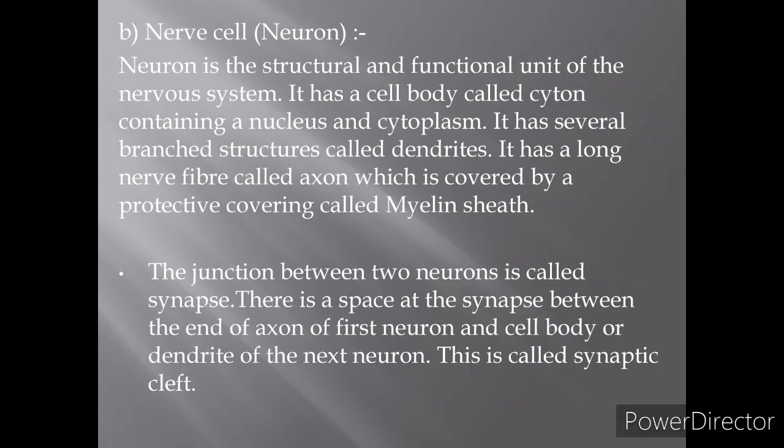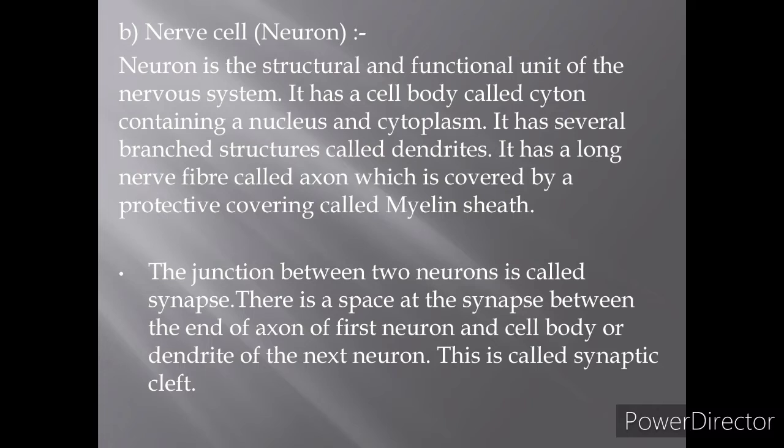Nerve cells can be called neurons. They are the structural and functional unit of the nervous system. So we can say that the nervous system is the one which helps us in control and coordination. It has a cell body called the cyton, which contains a nucleus and cytoplasm. It has several branched structures called dendrites. It has a long nerve fiber called the axon, which is covered by a protective sheath called the myelin sheath.